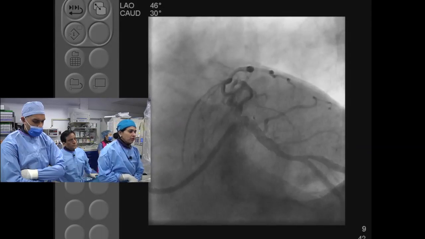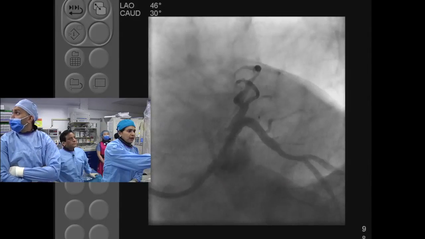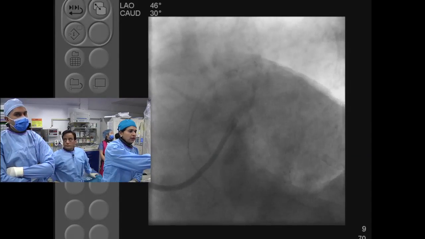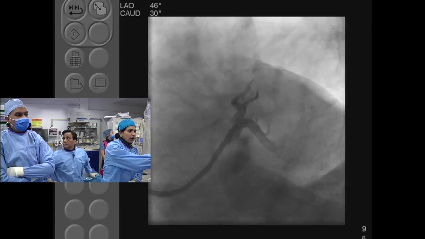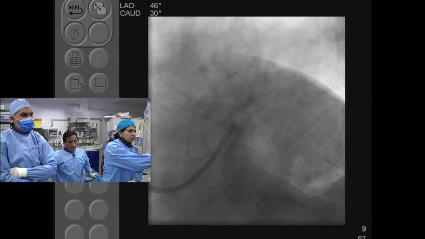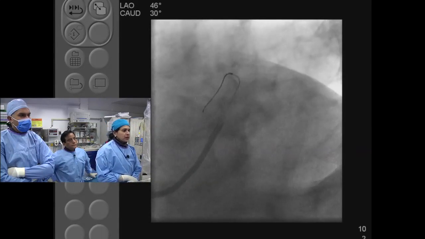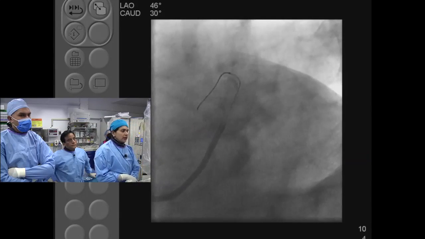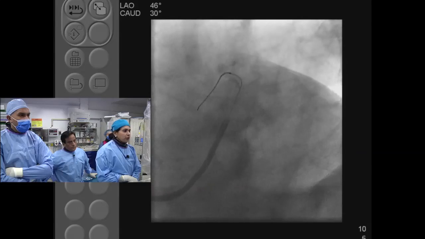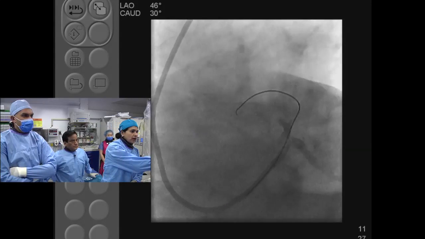Many people would like to use Fielder XT, but I changed to Miracle 6 just to get into that, because even if it is a TIMI 1 flow and it's a chronic occlusion, sometimes people would like to use various wires, but I would like to go with Miracle. This is not a bad choice even to go with a Pilot 150 wire at this juncture, but this is where we are now.